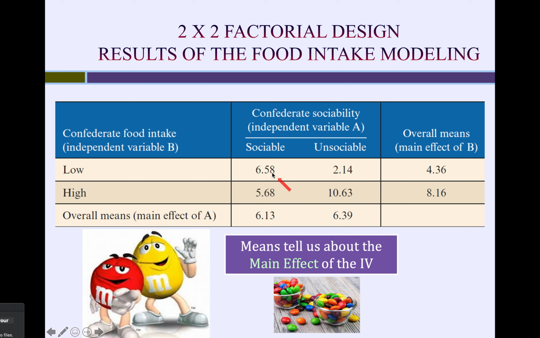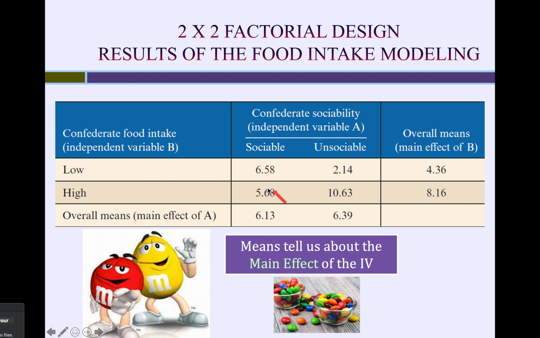When a participant was in the room with a very sociable confederate who had low food intake, they ate about 6.58 M&Ms, 6.6 M&Ms. When a participant was in a room with an unsociable confederate who also ate just a very few M&Ms, they actually ate far fewer M&Ms. So you can see the sociability level of the confederate seems to play a role here. If a confederate eats a low amount of M&Ms and they're sociable, you tend to eat more M&Ms. If they're non-sociable, you tend to eat very few M&Ms.